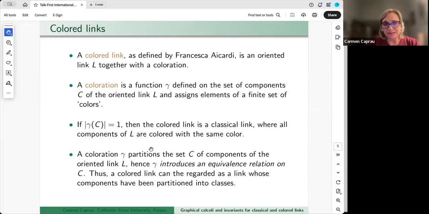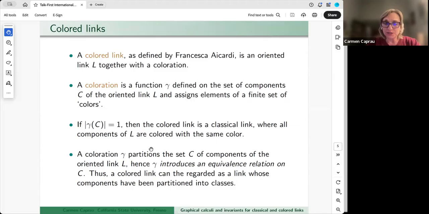If the cardinality of the image set for the function is 1, meaning that all the components of the link are colored the same, then you can think of that colored link as a classical link. Also, the invariant that we have here will not give us any new information for the HOMFLY-PT polynomial, which is the only one I'm talking about, not the Kaufman two-variable polynomial.